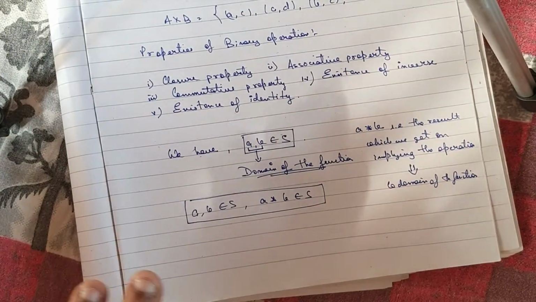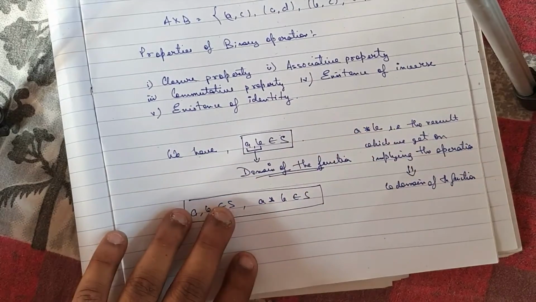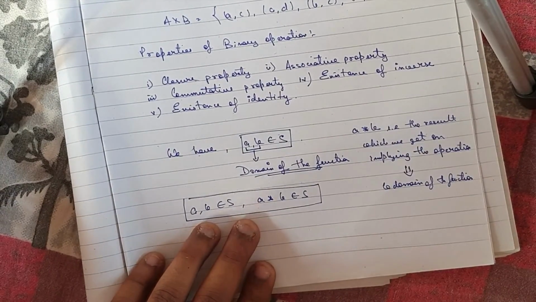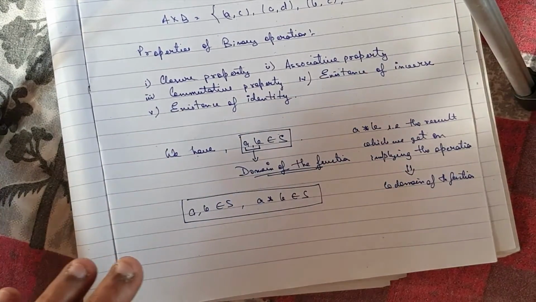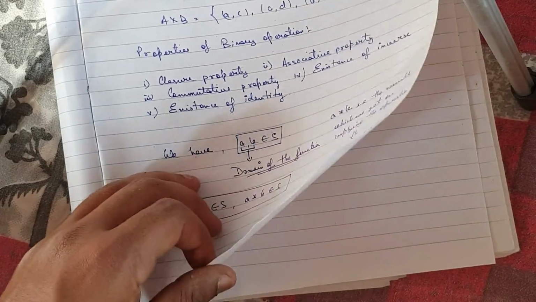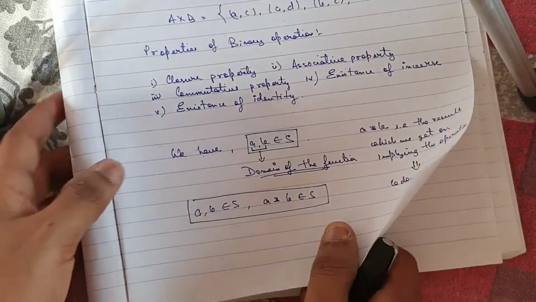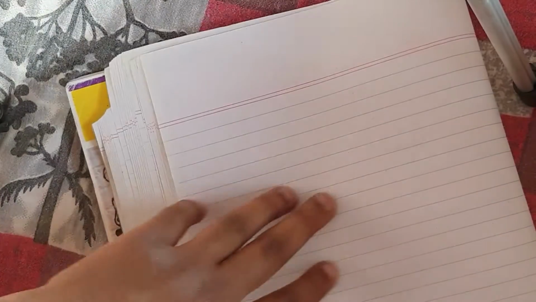तो बाइनरी ऑपरेशन यहां से मोटा मोटा समझ में आ गया. बाइनरी ऑपरेशन ऑन अ सेट S इज अ फंक्शन फ्रॉम S स्टार S टू S क्रॉस S टू S. अब बाइनरी ऑपरेशन की कुछ एग्जांपल्स देखेंगे हम लोग.